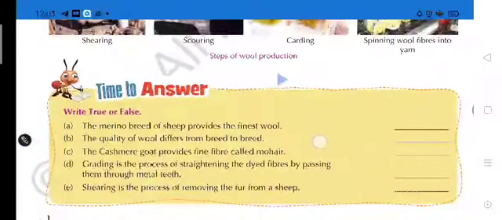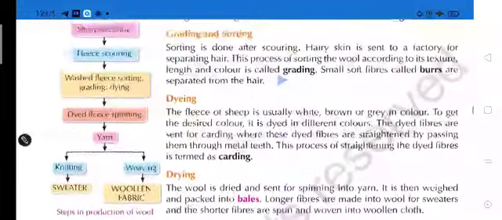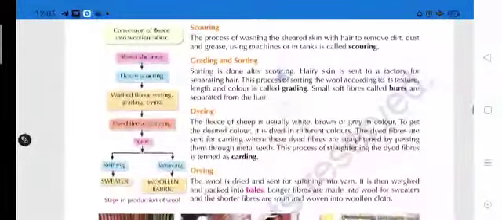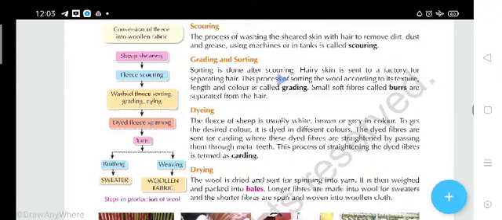Now students, you are able to answer, but let me tell you one more thing. Here is a flow chart. Students, by this flow chart you can easily understand the whole process of wool production, in which first sheep shearing, second fleece scouring, third washed fleece sorting, grading, dyeing, and then the dyed fleece spinning into yarn, and the knitting and weaving, and sweater and woolen fabric.